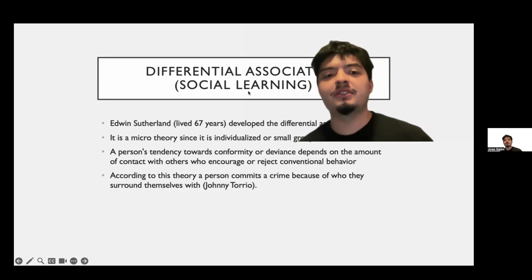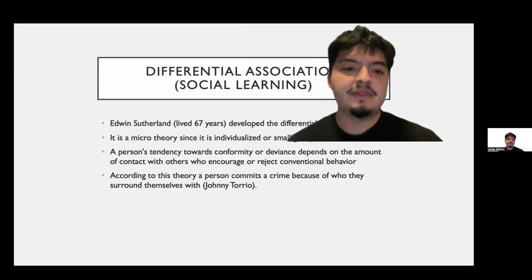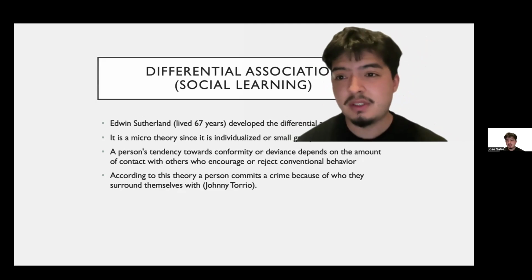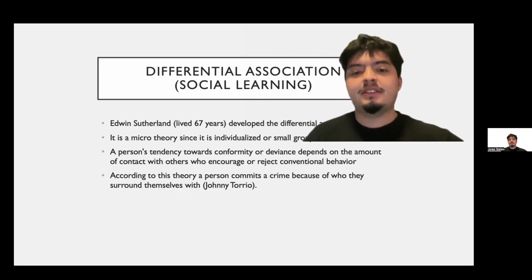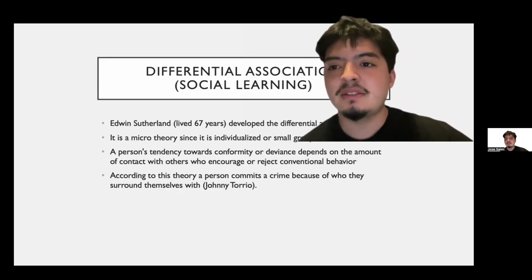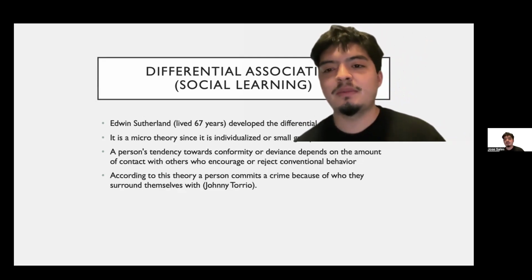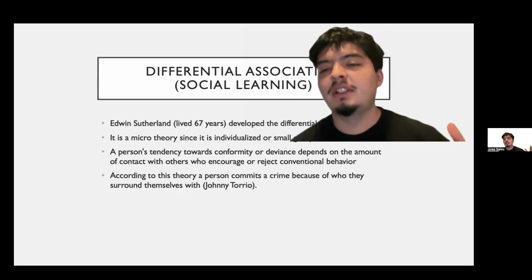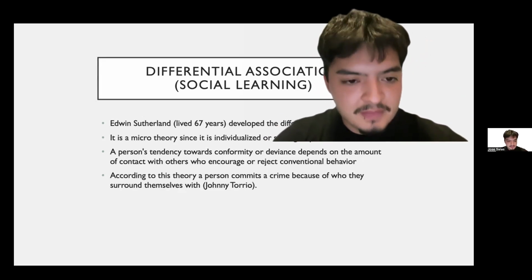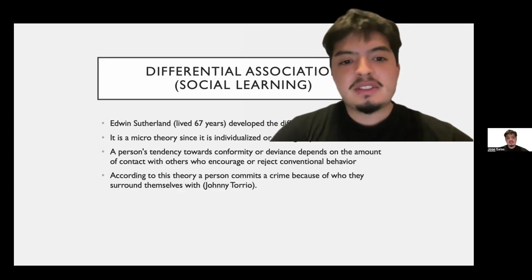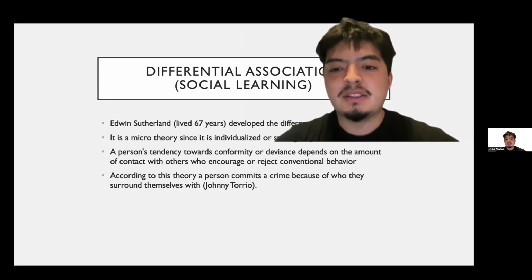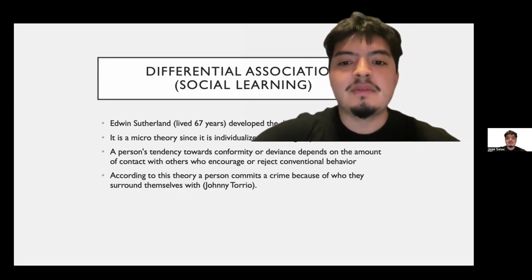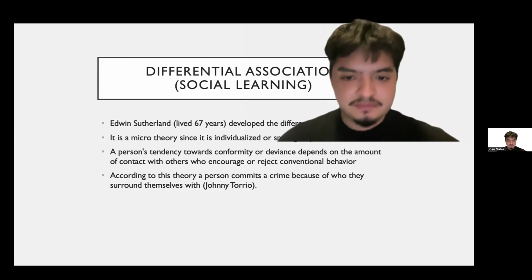Now, what is a differential association? It was developed by Edwin Sutherland. It is a micro theory since it is an individualized theory or a small group instead of a whole social issue or theory. Now, a person's tendency towards conformity or deviance depends on the amount of contact with others who encourage or reject the conventional behavior.